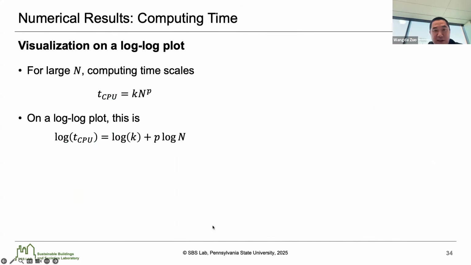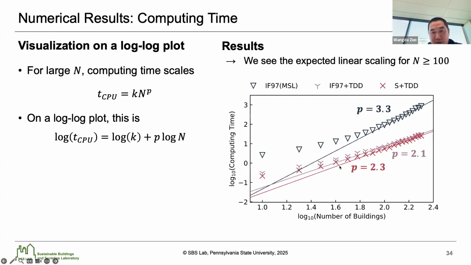Okay, so let's see what happens if you're able to decouple them and reduce the nonlinear equations. There's a way to evaluate the computing time. You can see T CPU is K N to the power P, right? So N is the number of buildings I have. And then you can use the log plots, get something like that. So this is what happens.